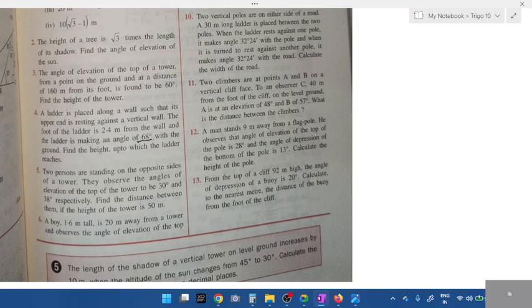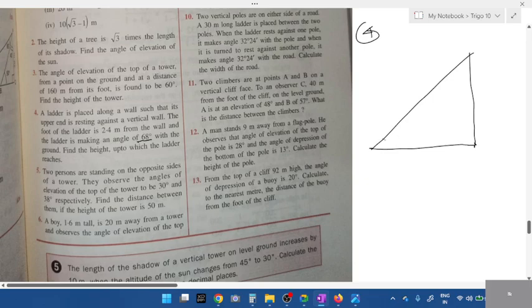A ladder is placed against a wall. Let them give any question, always go with the angle. How many angles are given here? Only one angle. Fourth question. So draw a right angle triangle. Whatever angle they give, just write it here below: 68 degrees. Name it as ABC.